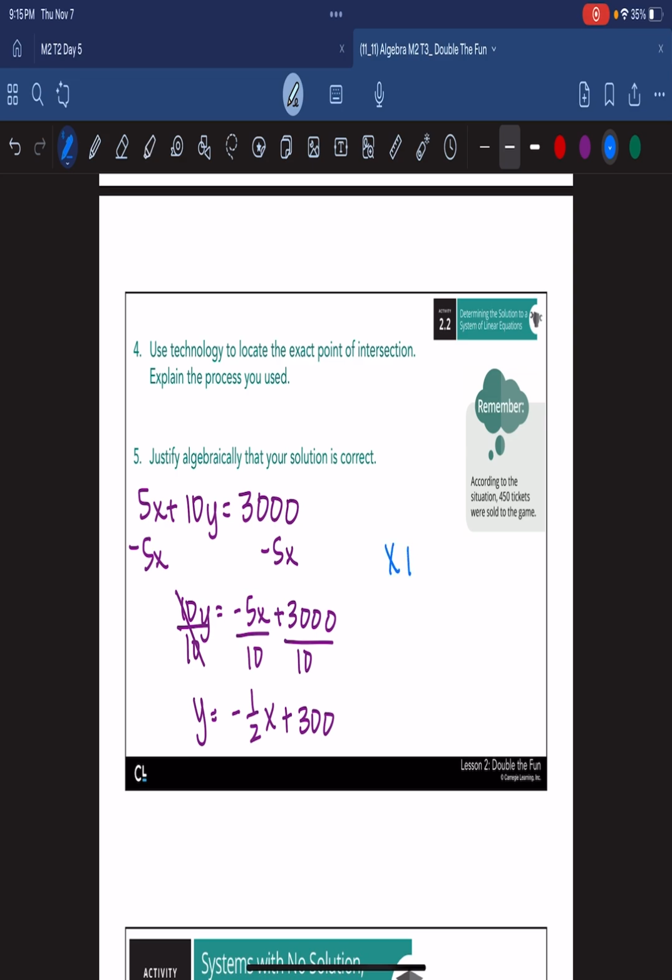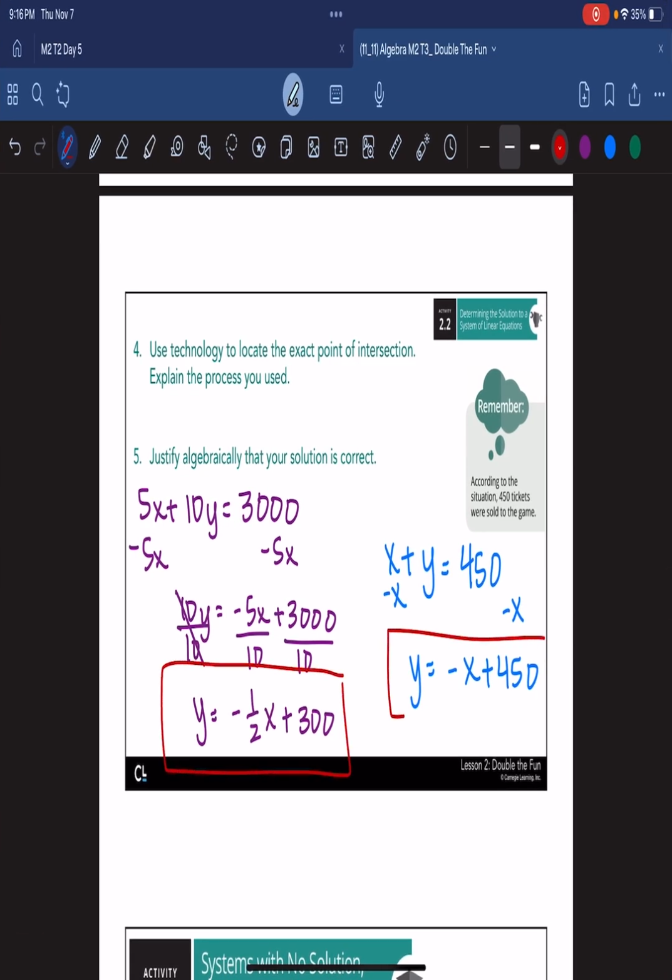My second equation, I have x plus y equals 450. I subtract x from both sides. So I get y equals negative x plus 450. I will take these 2 equations here and graph them in my Desmos calculator.